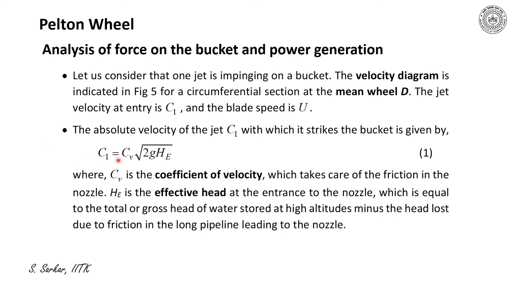C1 is equal to Cv into root over twice g into He, where Cv is the coefficient of velocity which takes care of the effect of friction in the nozzle, while He is the effective head at the entrance to the nozzle, which is equal to the total or gross head of water stored at a high altitude minus the head lost due to friction in the long pipeline leading to the nozzle.